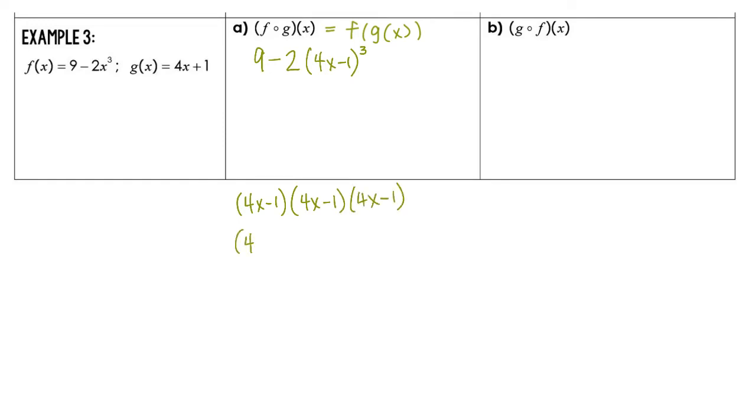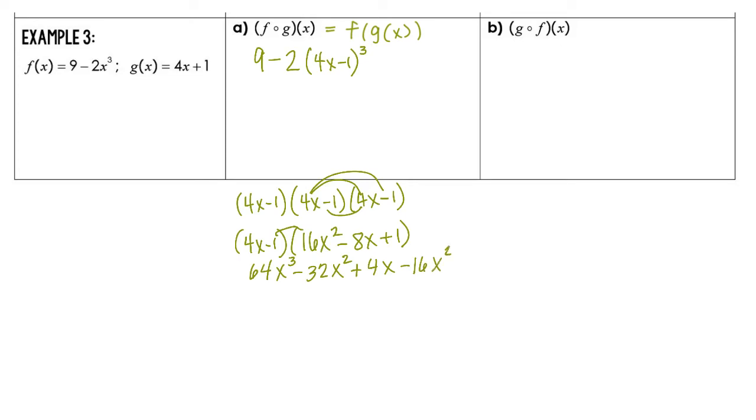I'm going to bring down that first 4x minus 1, and then I'm going to do our FOIL here. So that's going to be 16x squared minus 8x, and then plus 1. And then we need to multiply that all out again. Goodness, so we're going to have 64x cubed minus 32x squared plus 4x. And then coming back with our negative 1, we have negative 16x squared plus 8x minus 1.